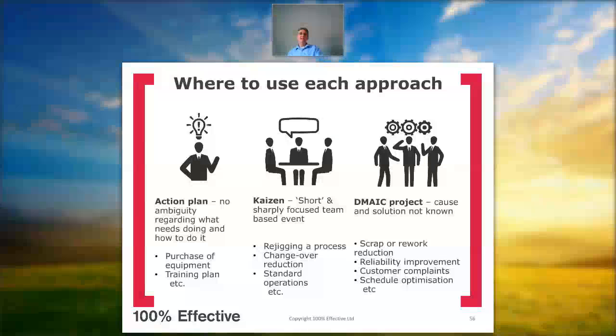Action plans are used where there's no ambiguity regarding what is needed to be done and how we do it. For example, purchase of a new piece of equipment or the production of a training plan. Kaizen events are short and sharply focused team-based events, and these are used for activities such as rejigging or improving a process, reducing changeover time, the production of standard operating procedures.